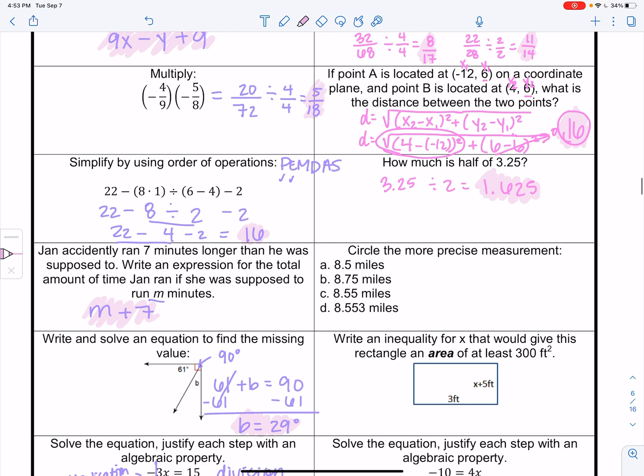Moving on, circle the more precise measurement. You're going to get a measurement more precise the more you keep adding on the numbers behind that decimal. So the most precise one would have been D, because it has more numbers behind your decimal. Okay, so D is our answer here.